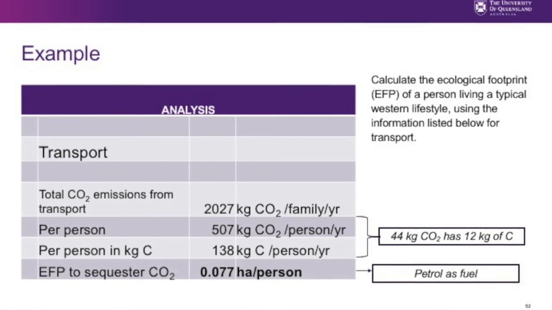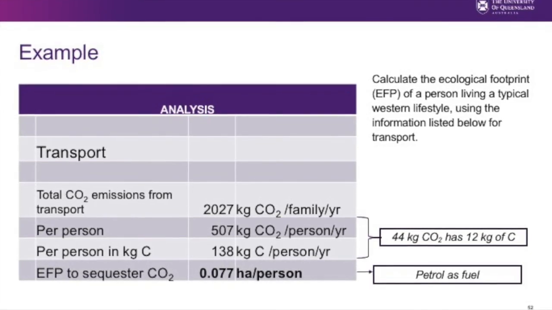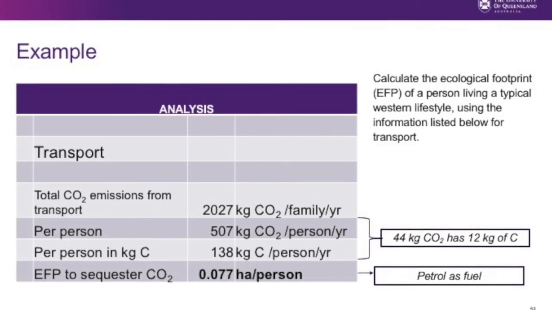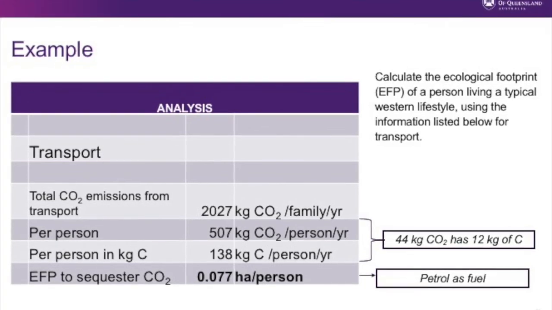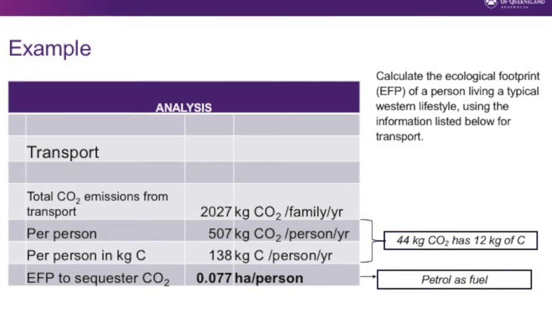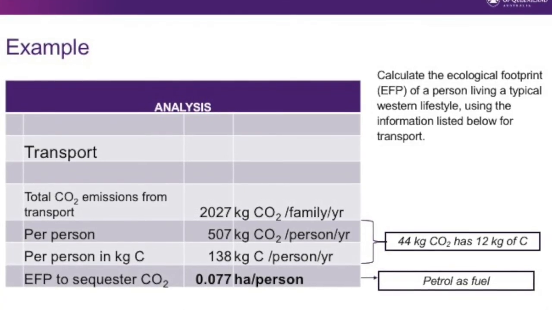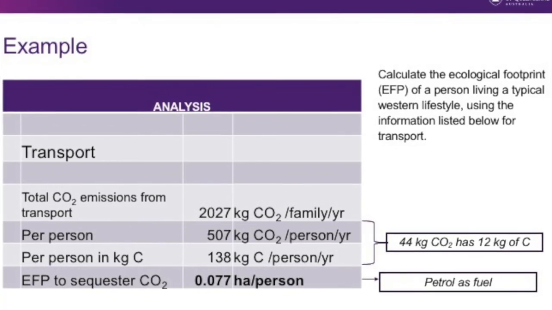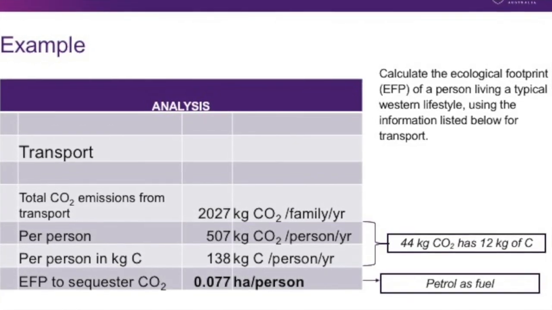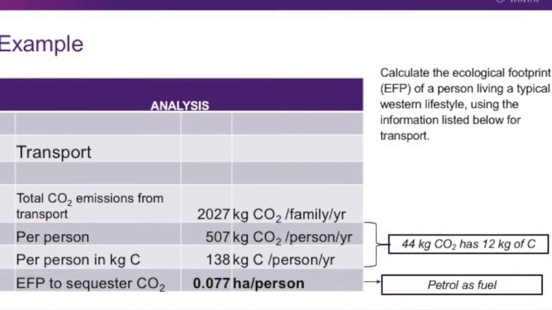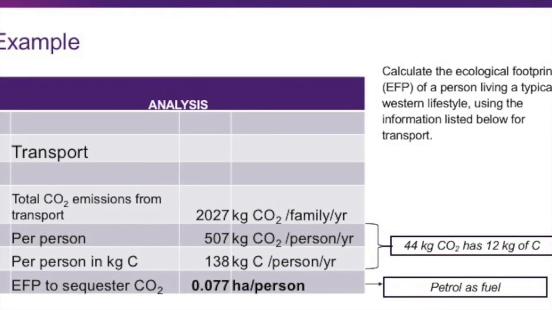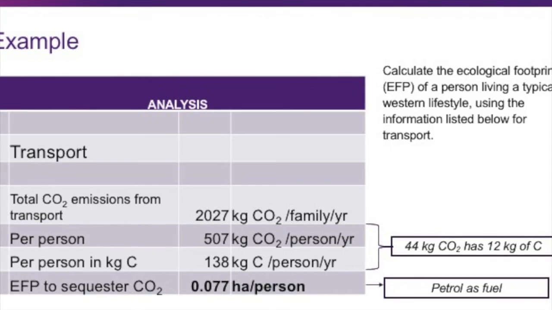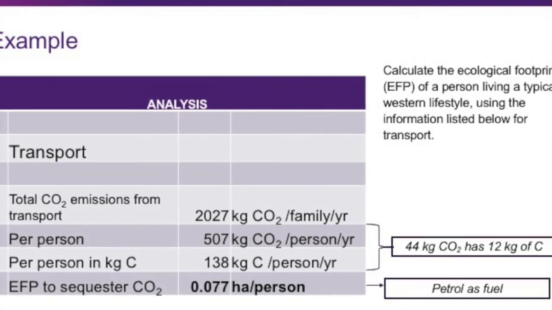So once we have the value of the kilograms of CO2 per person per year that are emitted, we can now estimate the land that is needed for carbon sequestration. We need first to convert the kilograms of CO2 to kilograms of carbon, and then we can use the conversion factor of the area needed per kilogram of carbon or per ton of carbon. And then we can have a final value of the area, the hectares per person that are needed for carbon sequestration. And this is equal to 0.077 in the case of using petrol as fuel.